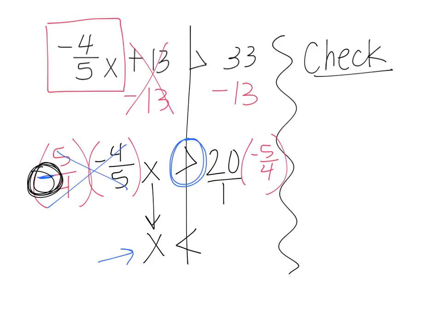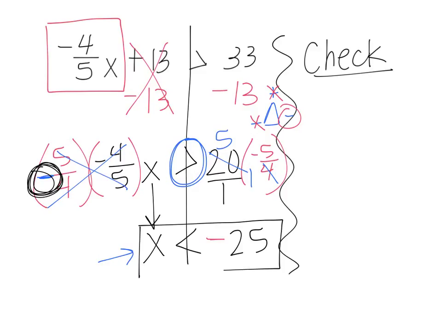Put 20 over 1 so that you have a nice pretty fraction. 4 goes into 4 once. It goes into 20 5 times. 5 times negative 5. Again, if you need to use your triangle, feel free. That's what we practiced it for. Positive 5 times negative 5 will leave a negative answer. And 5 times 5 is 25. 1 times 1 is 1. So we have that x should be less than negative 25.